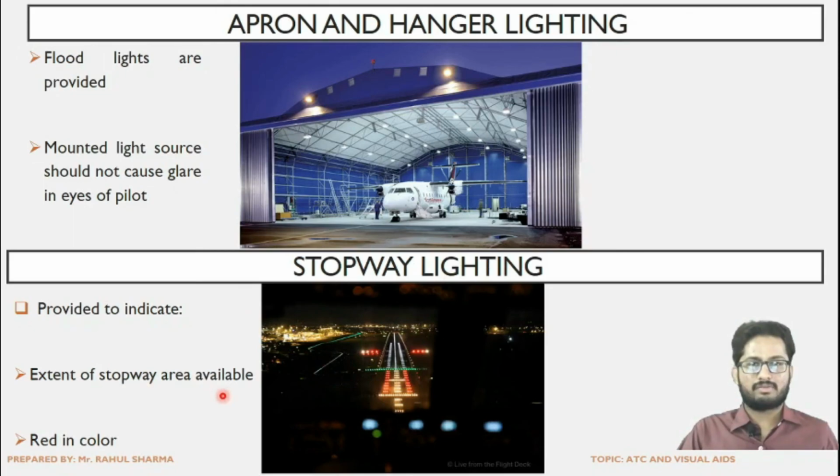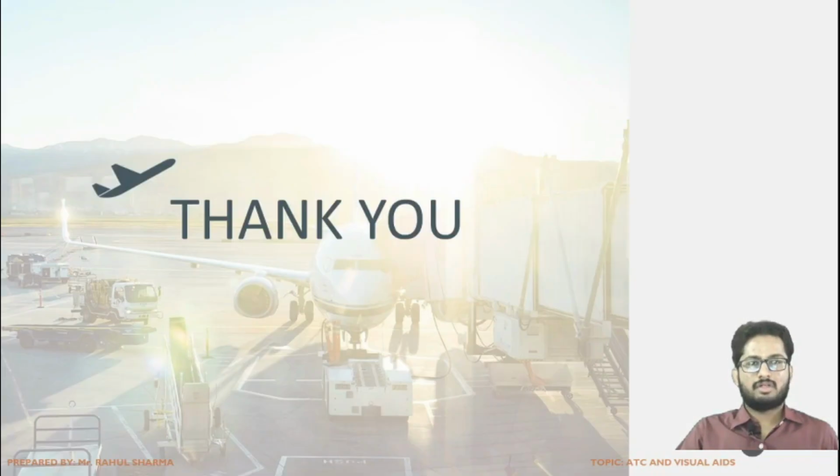Stopway we already have studied in the runway design. So basically it indicates how much area is available, red in color. As we can see, these are the red lightings, and they give an idea regarding the area or extent of the stopway, which will basically come into picture when there is any emergency during the operation of the aircraft. So that's it for this session. That's it for this chapter of ATC and visual aids.